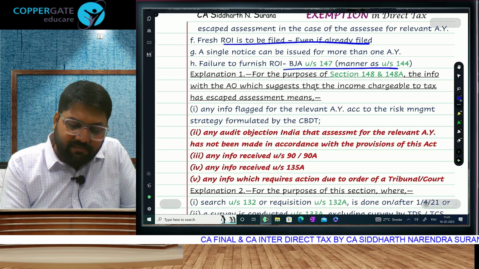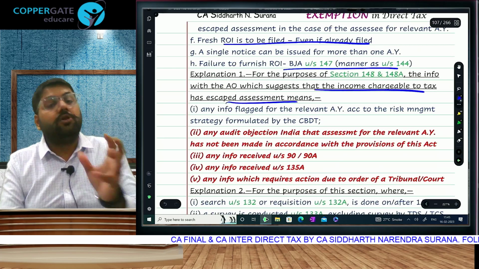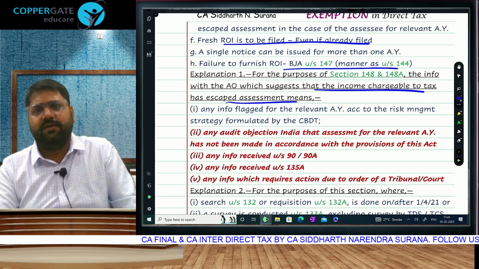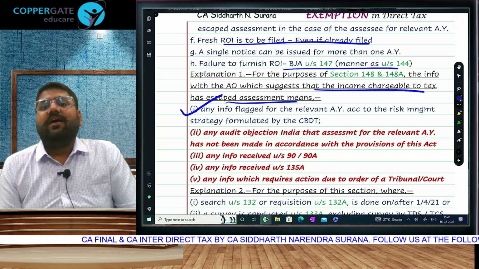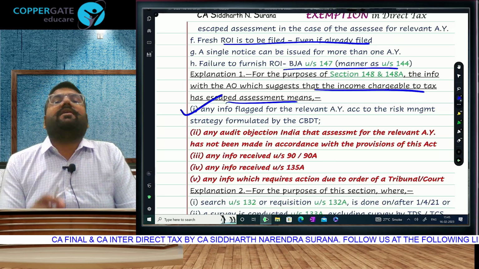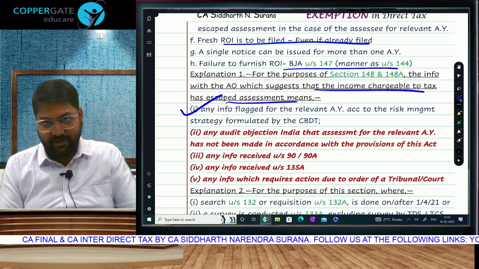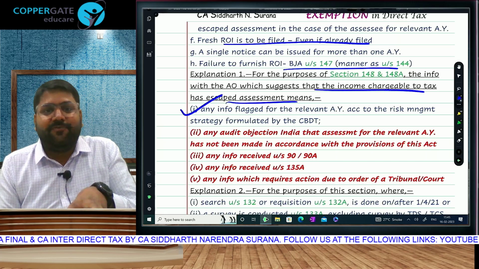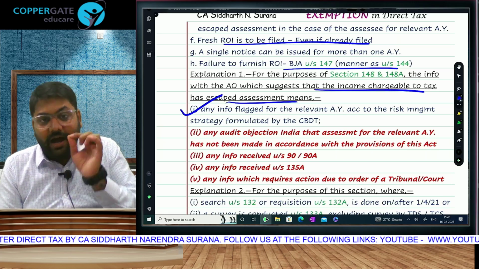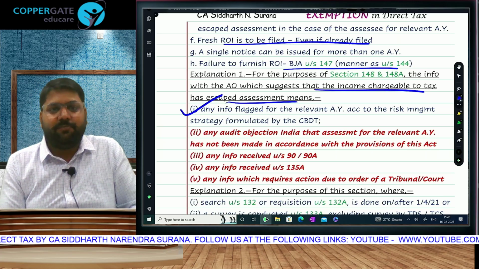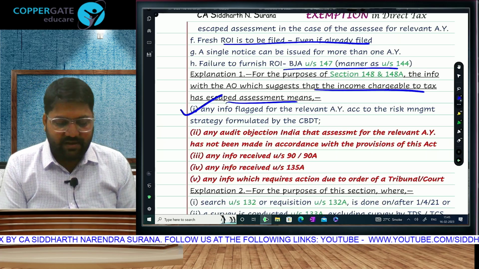What do you mean by income has escaped assessment? All throughout we are saying income escaped assessment. What do you mean by that? One, system trigger. Any information that is flagged by the risk management strategy formulated by CBDT, artificial intelligence, something that I was talking about in the earlier episodes also. Artificial intelligence, I said in charitable trust also, with artificial intelligence we will identify.